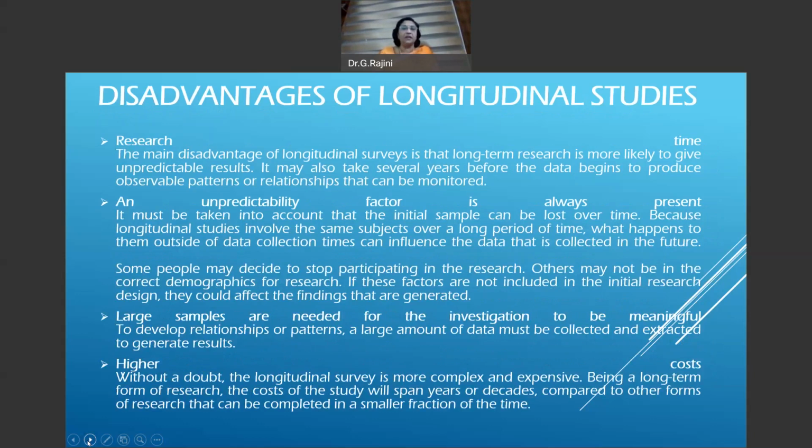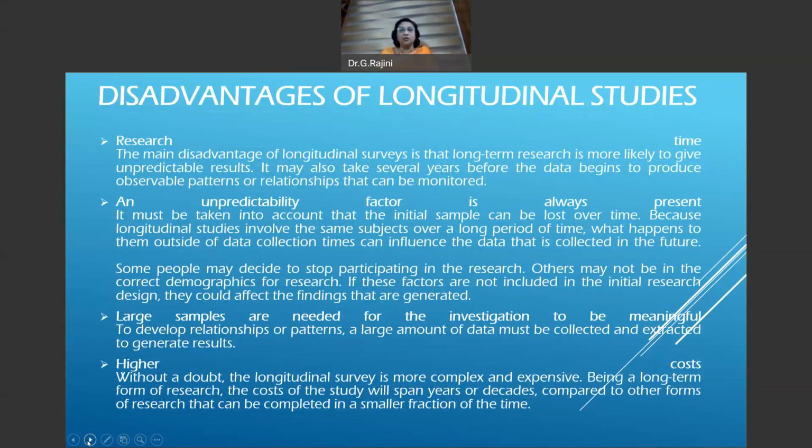Disadvantages: actually, the main disadvantage is the long term. We have some unpredictable research. Supposing there is an environmental turbulence, that may completely turn over the research. It may also take several years before the data begins to produce observable patterns or relationships that can be monitored. So an unpredictable factor is always present.